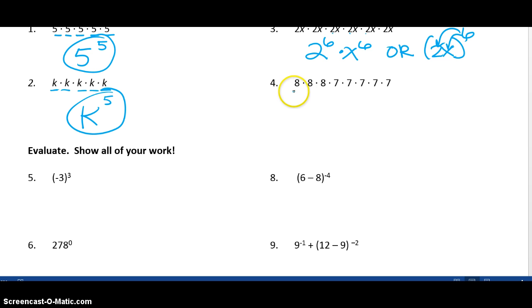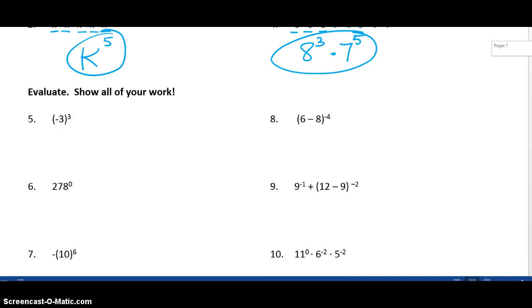Number 4 has two different numbers, so we're doing the same thing. It'd be 8 to the 3rd times 7 to the 1, 2, 3, 7 to the 5th. That is our final answer there. So that's all you're doing for writing numbers in exponential form.